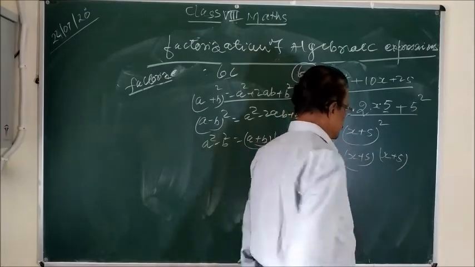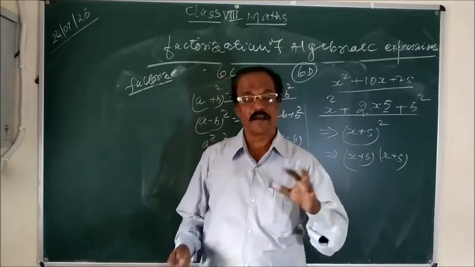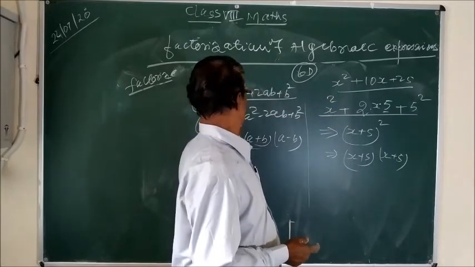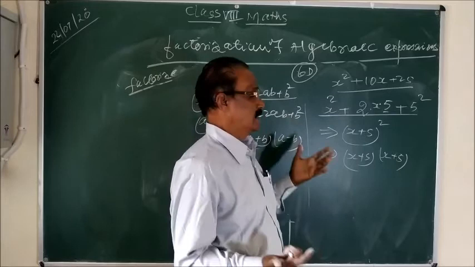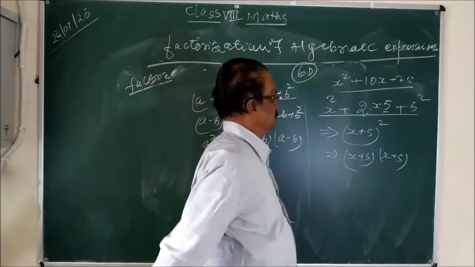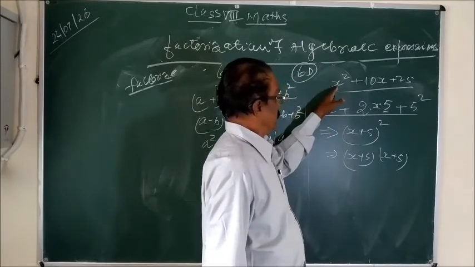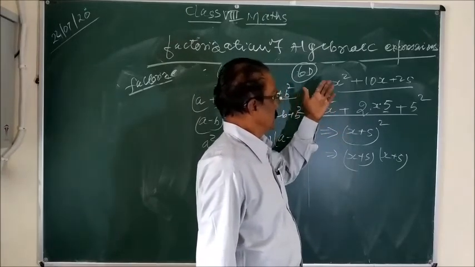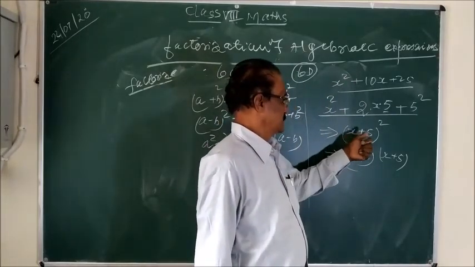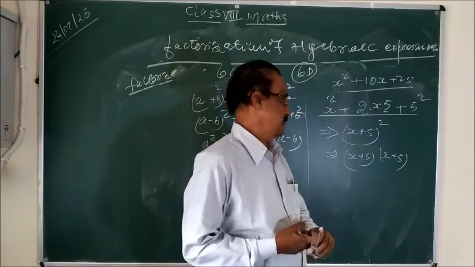So in this exercise 6D, you have to learn whether the given polynomial is a square or not. You will try to obtain it in this form, this or this. But if there is a negative sign, you can understand. So this is the factorization: x plus 5 into x plus 5. If I ask you, is this given expression a perfect square? What will be your answer? Yes, sir, because this is the square of x plus 5 whole square.